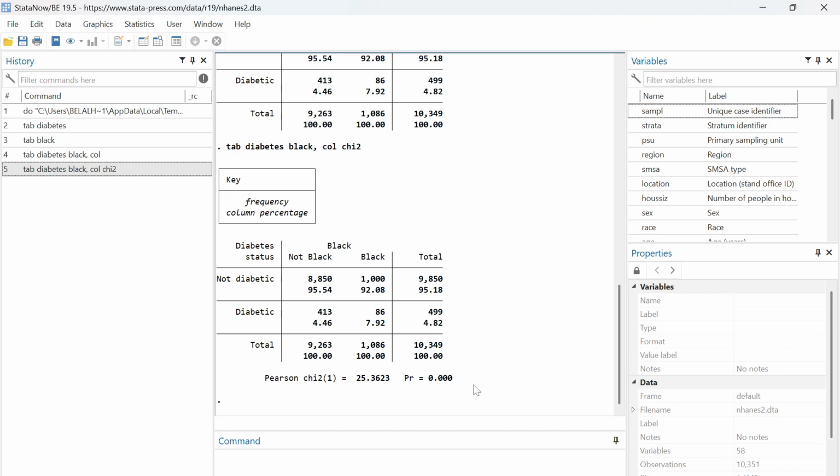We all know that any probability that is less than 0.05 is statistically significant. So we can now say that the difference that we have seen previously is a statistically significant difference. They are not independent. We reject the null that they are independent, but they are dependent, meaning that they are associated. Being black is associated with higher probability of experiencing diabetes, right? So that's how we calculate the chi-square test.